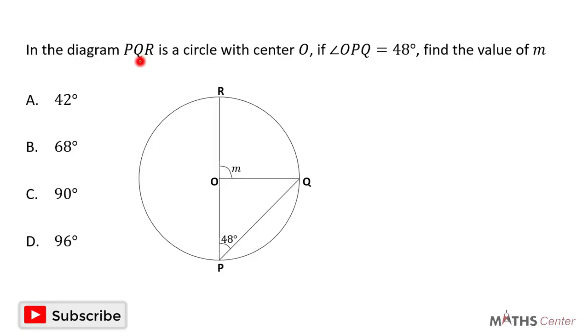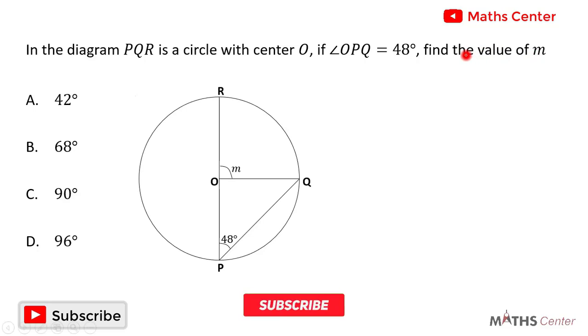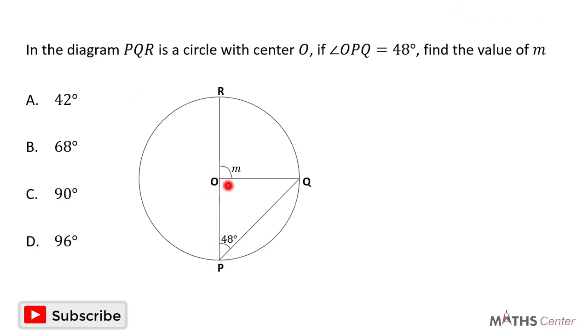In the diagram, PQR is a circle with center O. If angle OPQ is equal to 48 degrees, find the value of M. This is a multiple choice question, and so we will solve the question, and after that we will pick the correct option. The question says that O is the center of the circle. If O is the center of the circle, then it means that OP is a radius and OQ is also a radius.